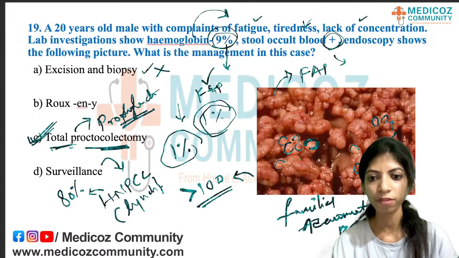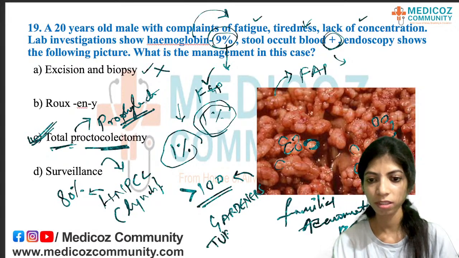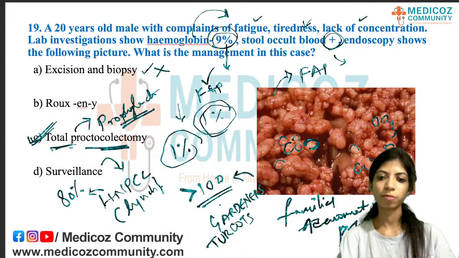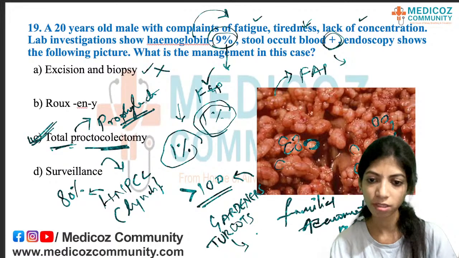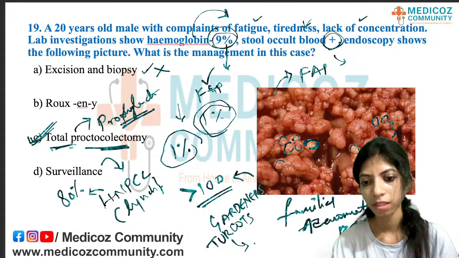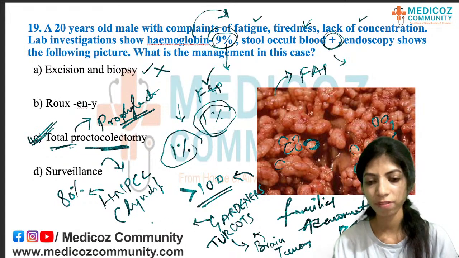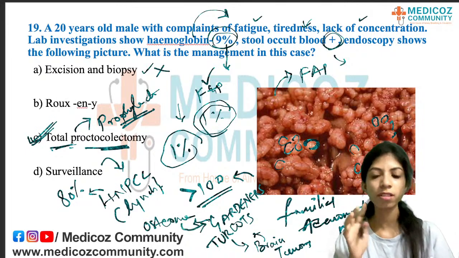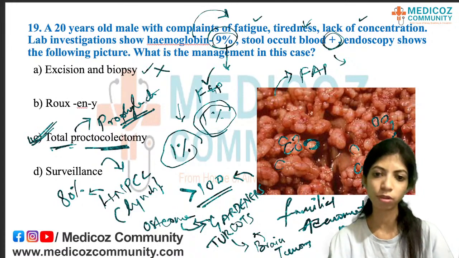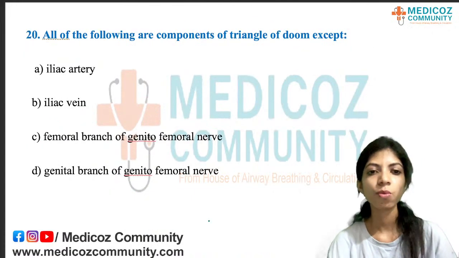Also you have to cover Gardner's and Turcot's, which are variations of FAP. There's not much time left to explain all this, so I'll give just a clue. For Turcot's, you remember brain tumors are given. Turcot is a smart person, so brain tumors are in. If given, then it is Turcot's. If he just gave sebaceous cysts or osteomas on the jaw and all, then it is Gardner's. These two are variations of your familial adenomatous polyposis. So what is the next question?